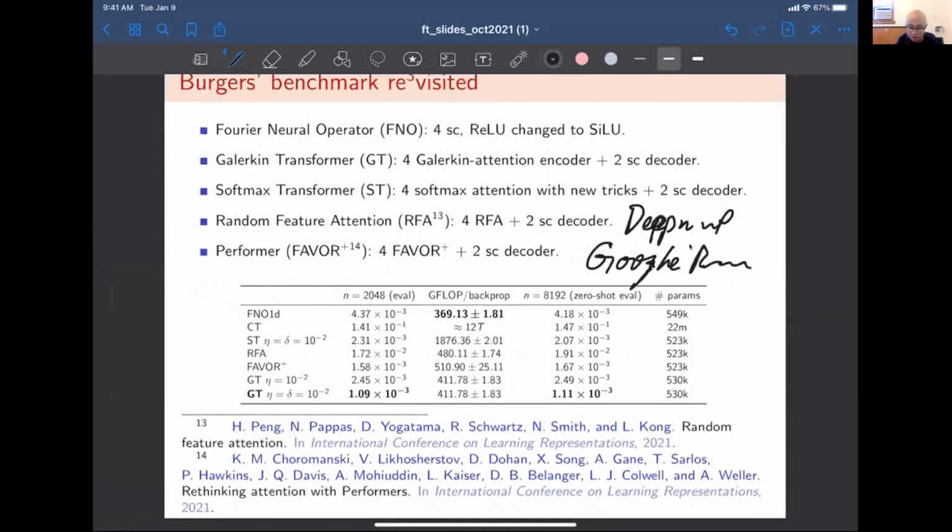So the performer is basically we apply their attention, as we can see. The Galerkin transformer, if we only train 100 epochs, so all these models are 100 epochs, and the Galerkin transformer is still the best. I would also like to mention that if we apply all these tricks to the standard softmax transformer, it's getting much better as well, but not as good as softmax removed.